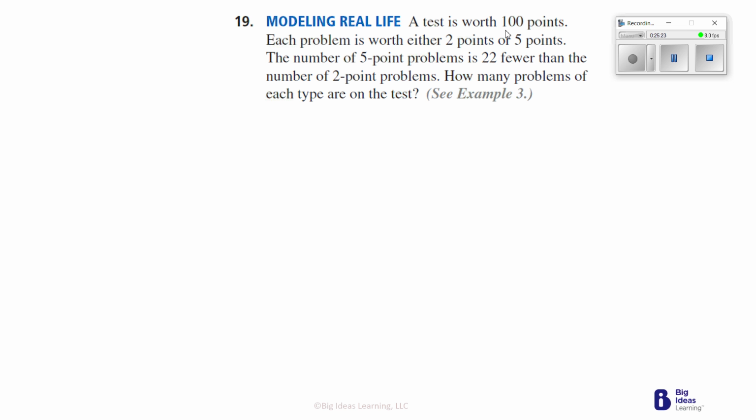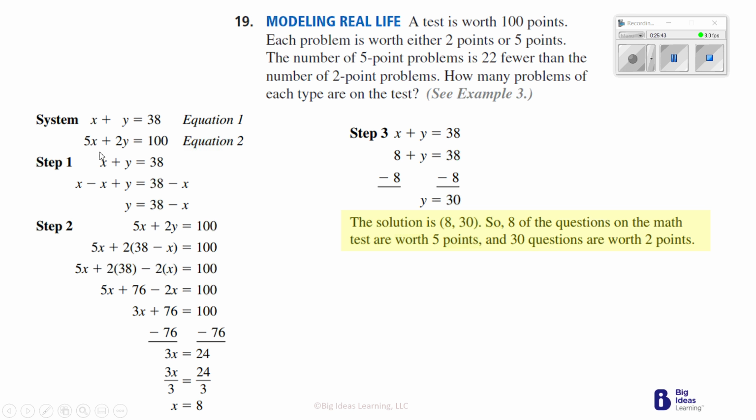So the first one says the test is worth 100. Each problem is worth 2 points or 5. So that would tell me probably 2x plus 5y equals 100. When it says the number of 5-point problems is 22 fewer than the number of 2-point problems, you could write that by saying 5x plus 2x equals 100. Now over here they're saying that x plus y equals 38.